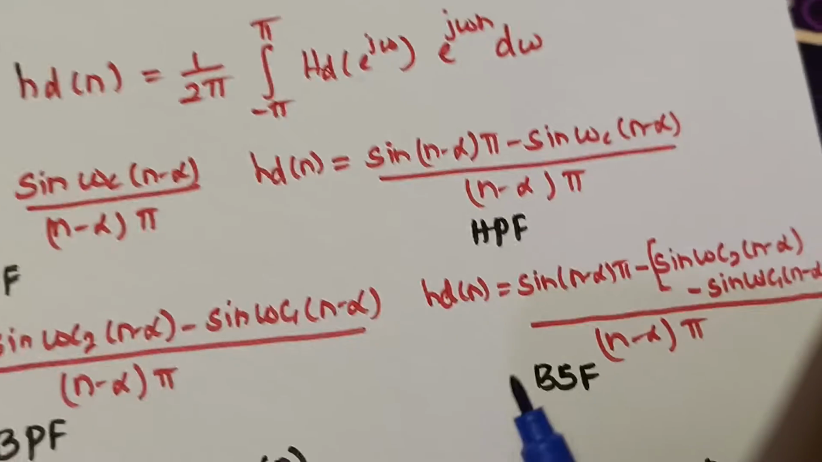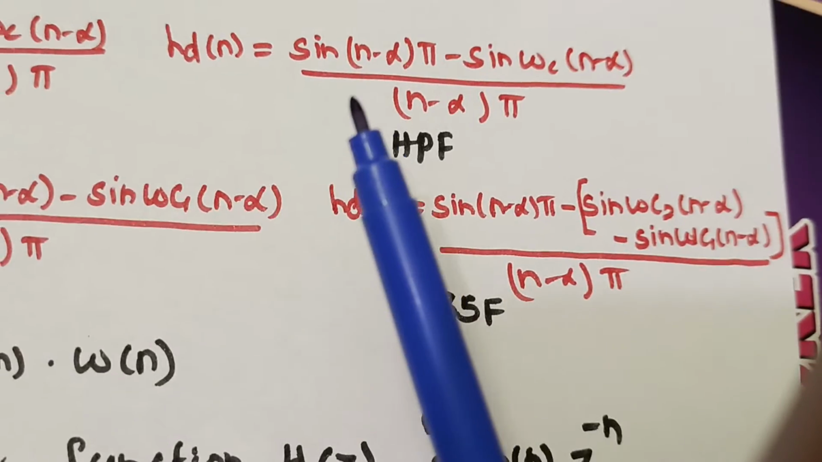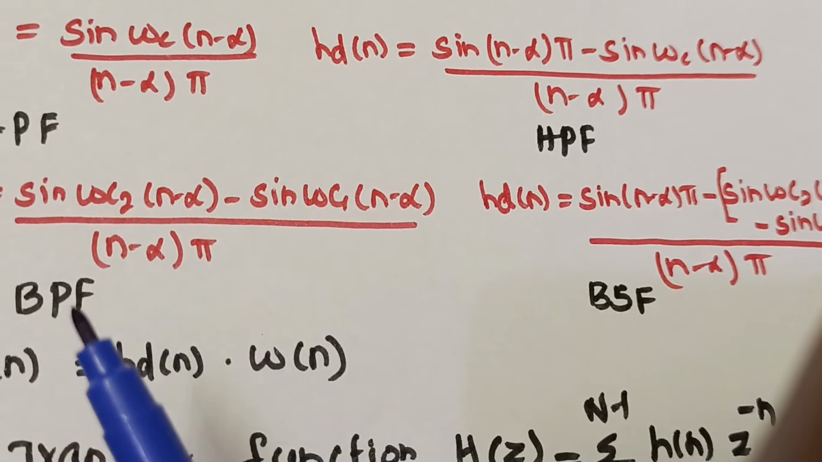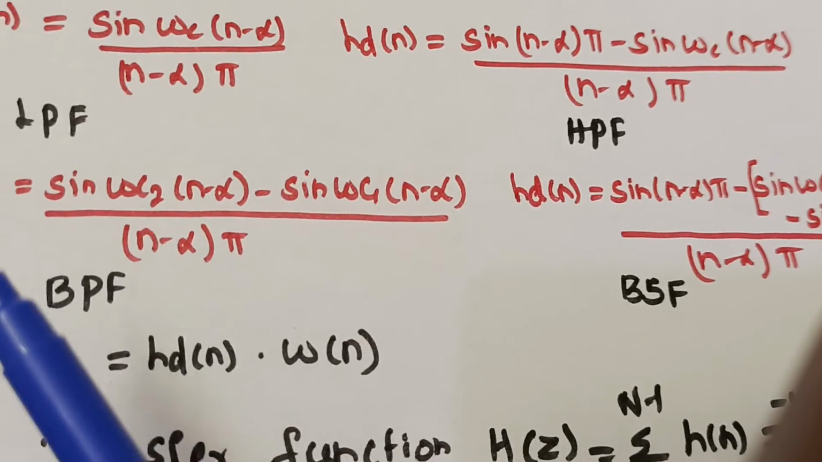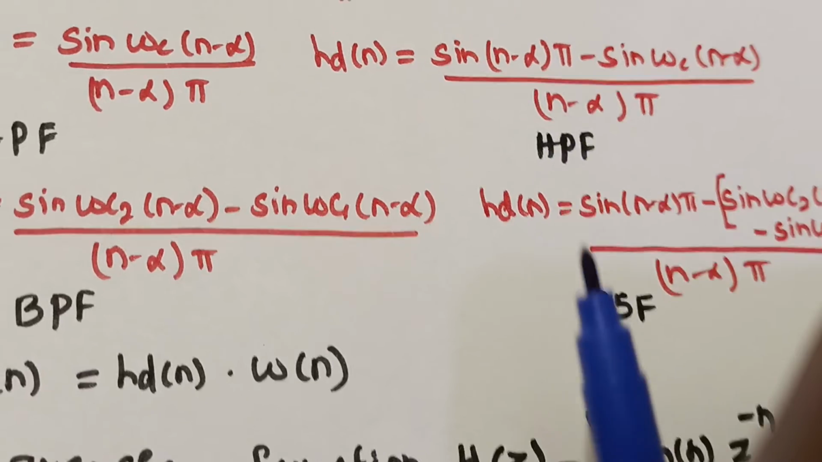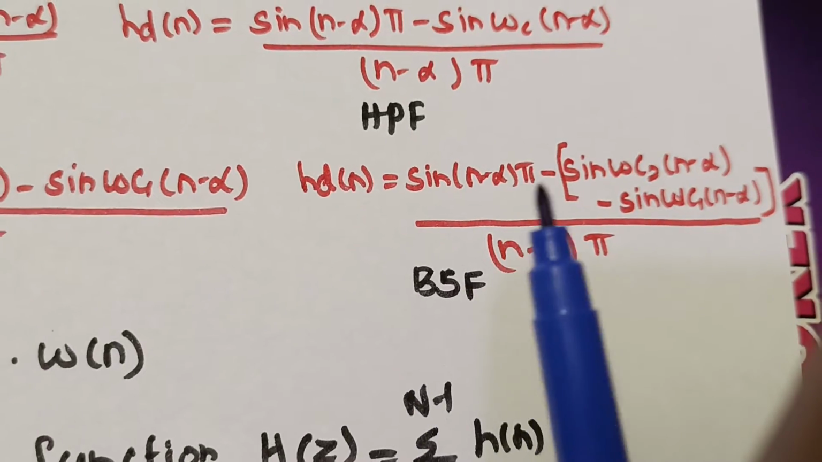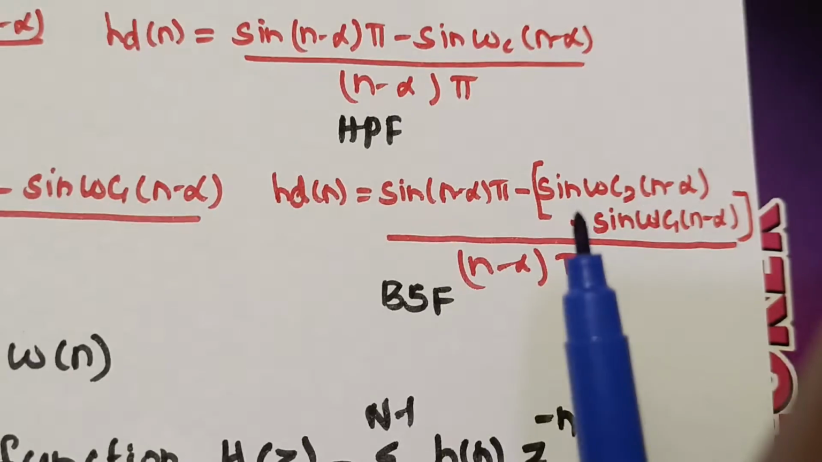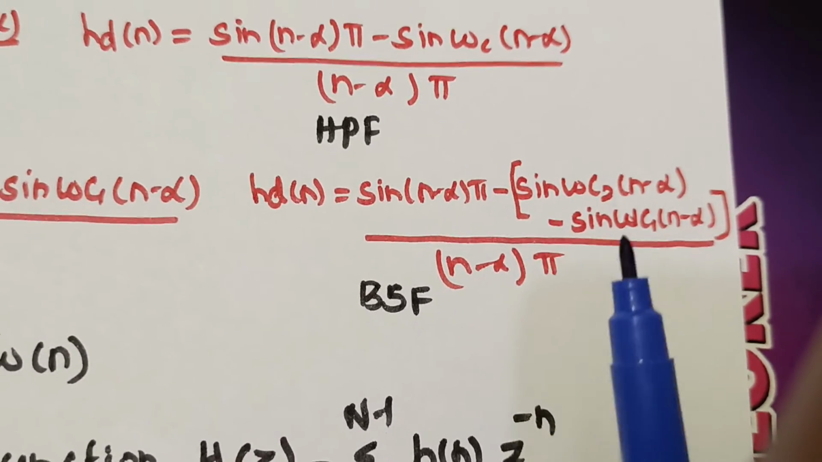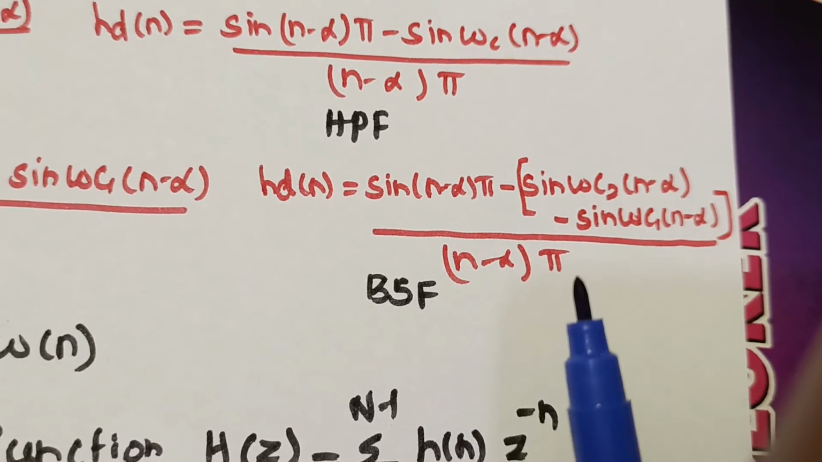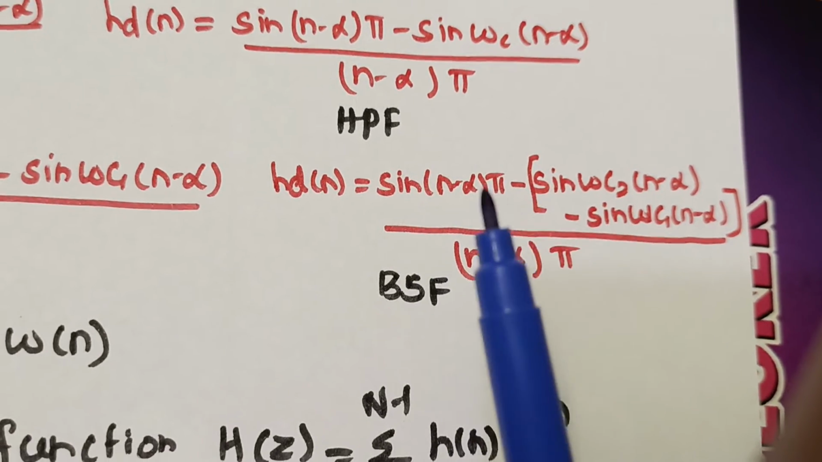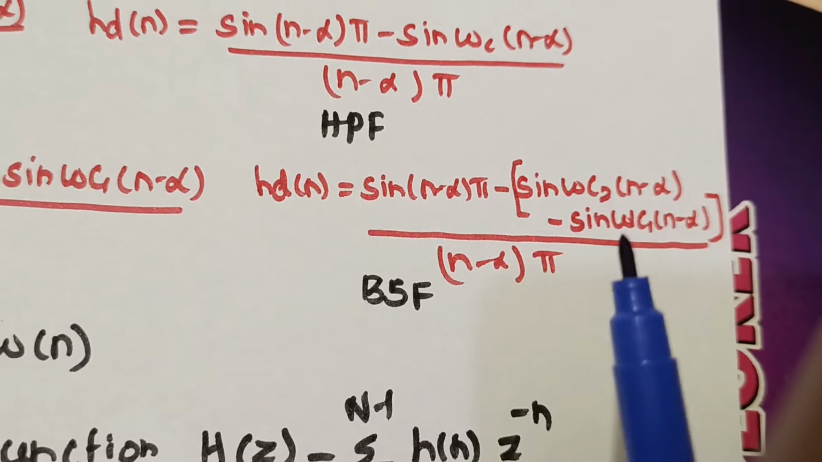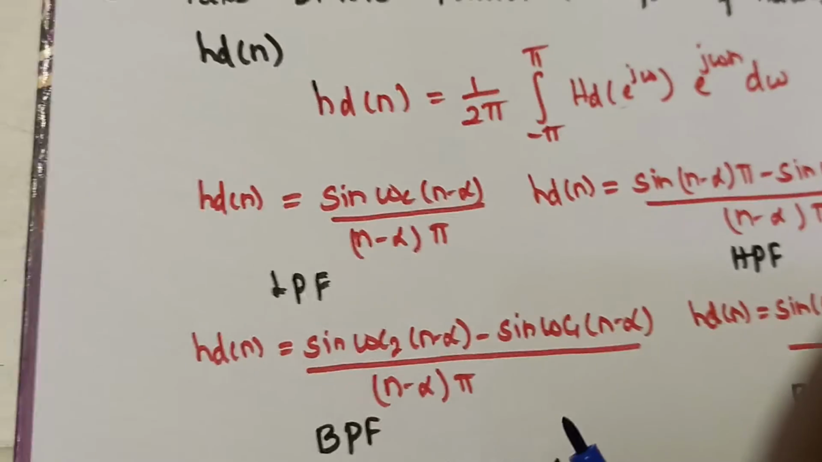Then if you go for this band stop filter, as you did in high pass, whatever you have obtained for band pass, in front of this you have to include sine n minus alpha into pi. So sine n minus alpha into pi minus the same term we got for band pass, sine omega c2 n minus alpha minus sine omega c1 n minus alpha by n minus alpha into pi. If we simplify this, it becomes minus sine omega c2 n minus alpha plus sine omega c1 n minus alpha. So this is the second step.